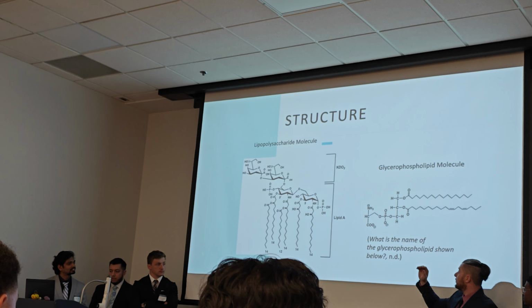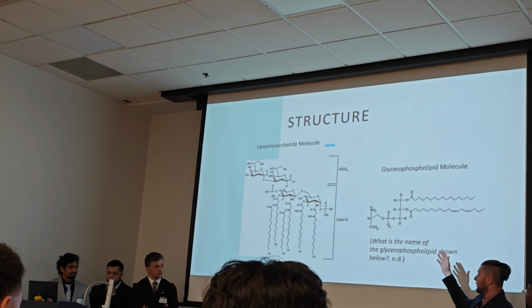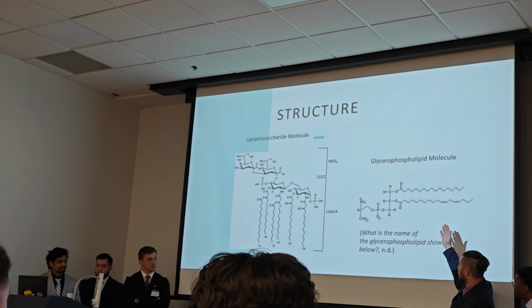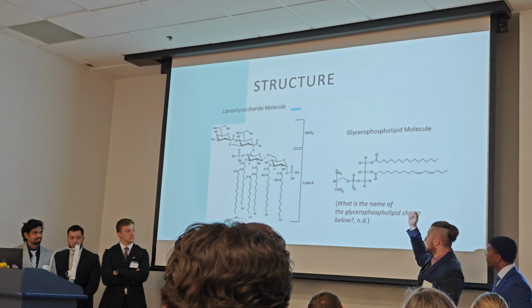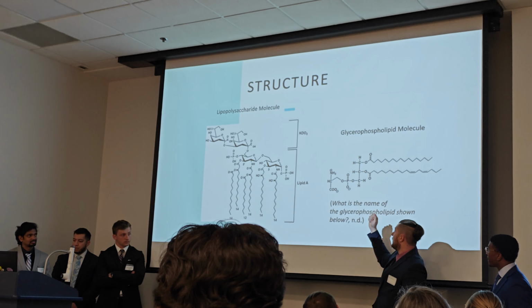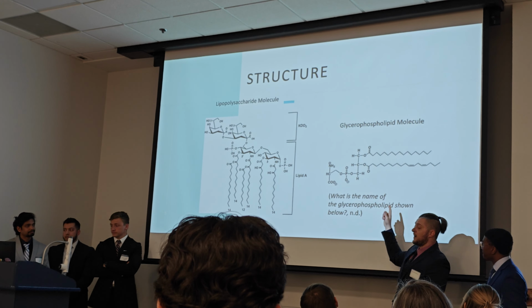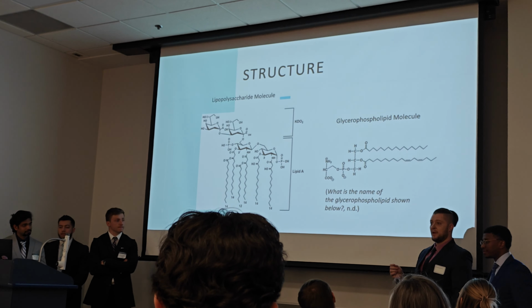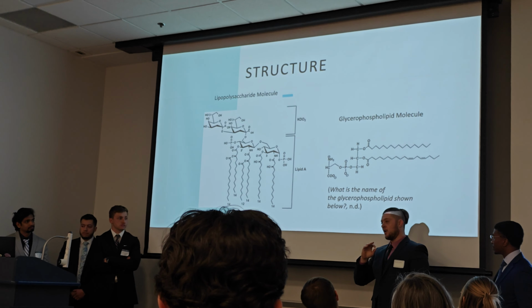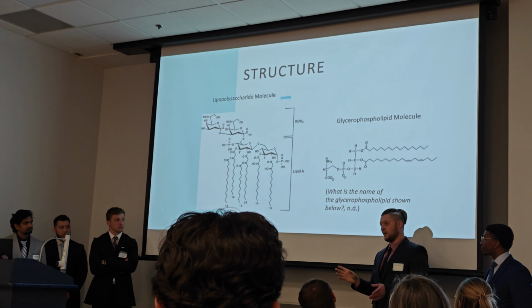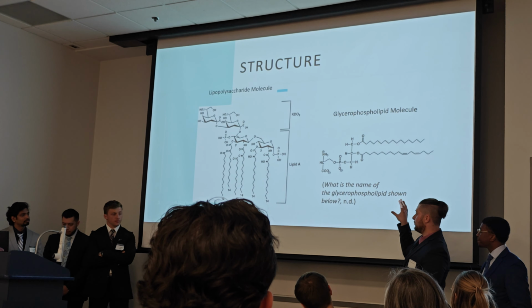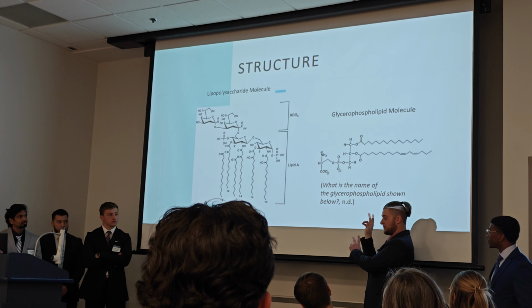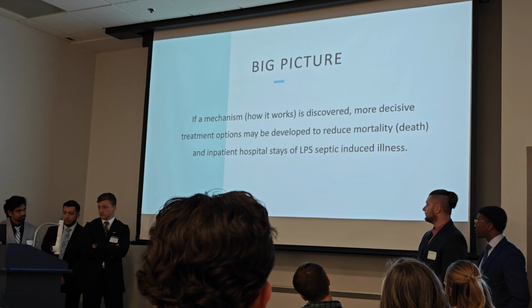And then this molecule here is a glycerol phospholipid, as you see here. Similar in structure, it has non-polar hydrocarbon tails and a polar head group. Now, this molecule is found in the plasma membranes of almost all tissues and cells. Because of that, we targeted this for our actual study, looking at the similarities between the molecules.